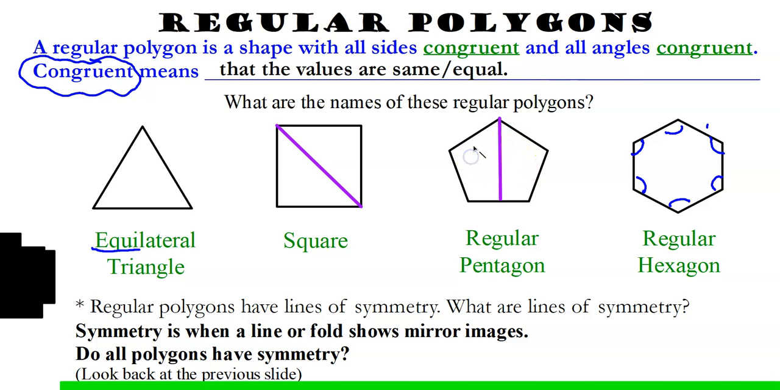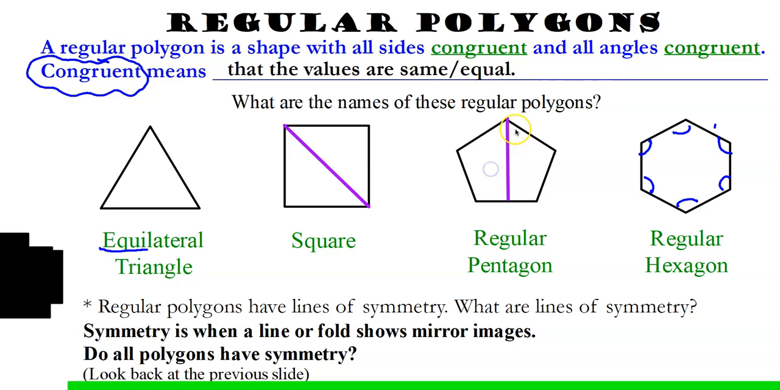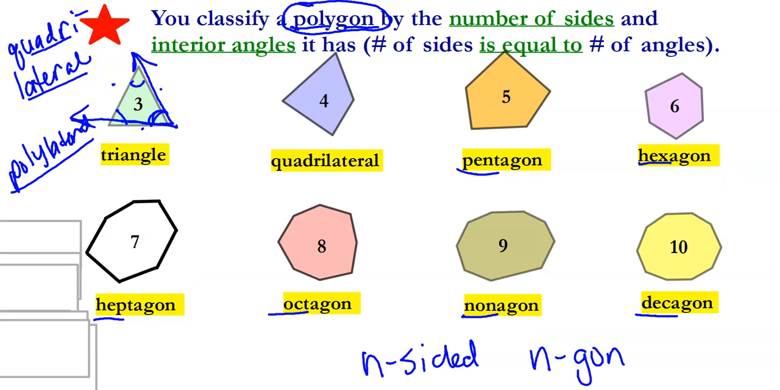Interesting. So this I would call the left and the right. Maybe. This would be the left and the right. This could be the top and the bottom, but it's definitely a mirror image. Okay, so do you think all polygons have symmetry? Let's go back to the other slide.